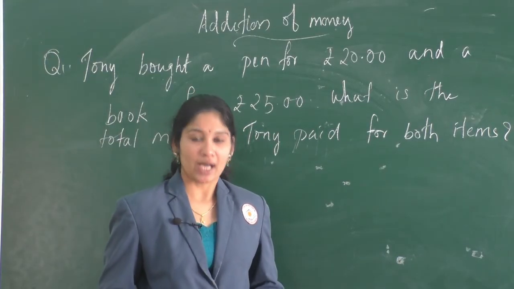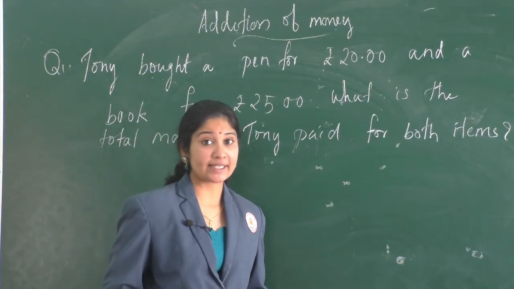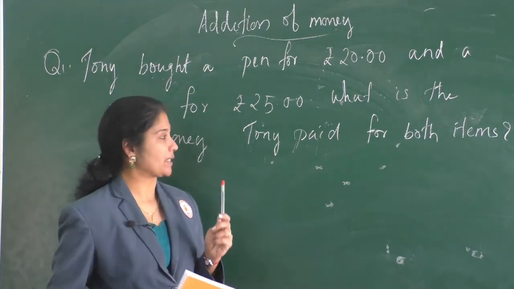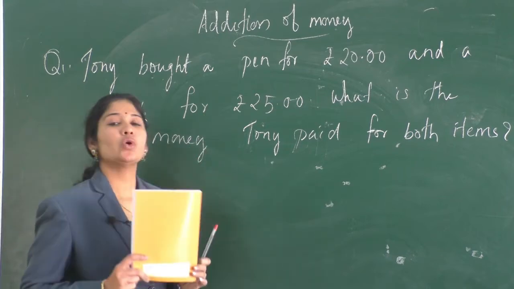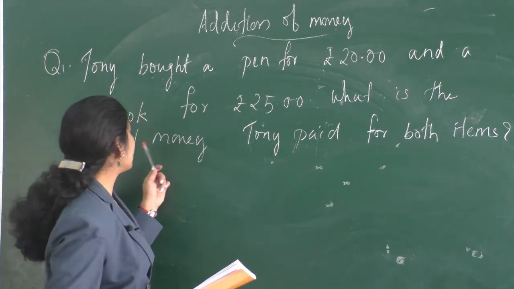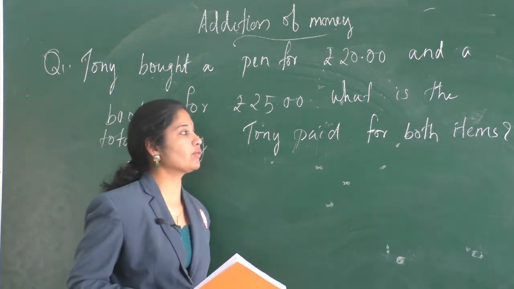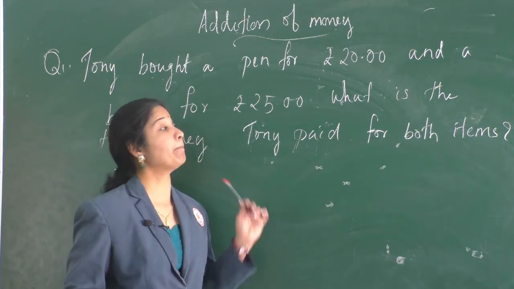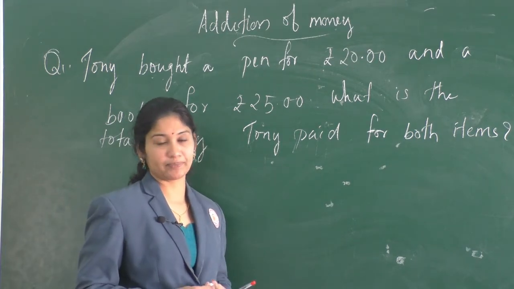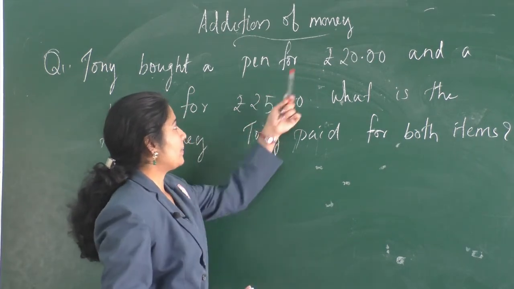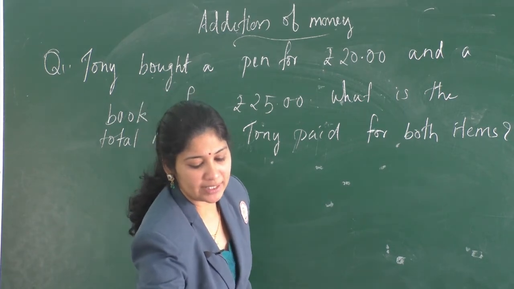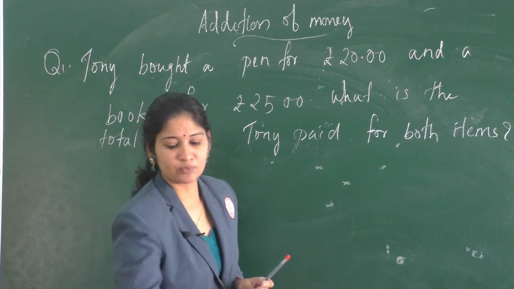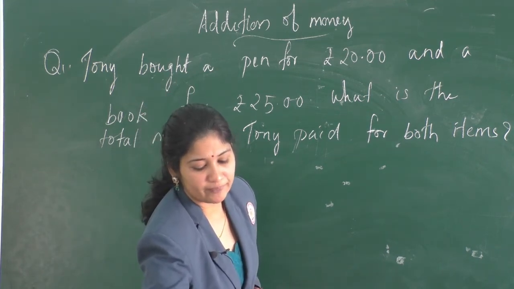Children, our next topic is addition of money. We will take an example. Tony bought a pen for 20 rupees and a book for 25 rupees. What is the total money Tony paid for both items? Children, how will you find the total money? By adding each of the items. How much did he pay for the pen? Yes, 20 rupees. And the book price is 25.